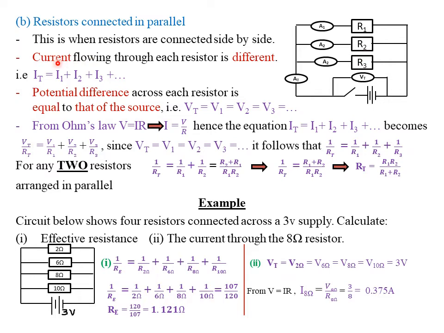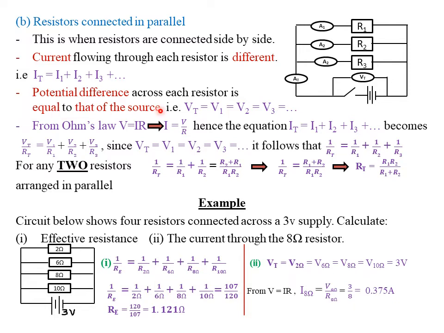Then whenever resistors are connected in parallel, the current flowing through each resistor is different. So that simply means if you want to find I total, that is the current through the source, you simply take the summation of the current through each of the components. Therefore, if we want I total, we'll take the summation of the current through R1 plus current through R2 plus current through R3. So for parallel connection of resistors, I total is equal to I1 plus I2 plus I3. Then the potential difference across each resistor is equal to that of the source.